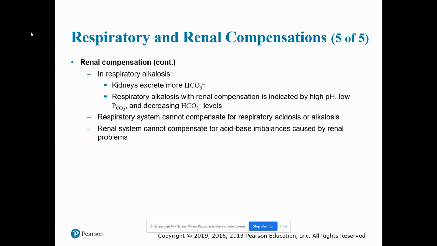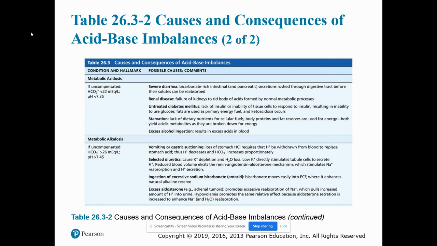In respiratory alkalosis, the kidneys excrete more bicarbonate. Respiratory alkalosis with renal compensation is indicated by high pH, low PCO2, and decreasing bicarbonate levels. The respiratory system cannot compensate for respiratory acidosis or alkalosis, and the renal system cannot compensate for acid-base imbalances that are caused by renal problems. This is a table looking at metabolic acidosis and alkalosis, possible causes.